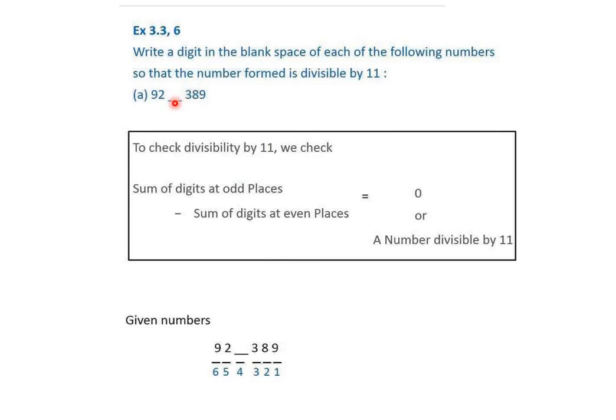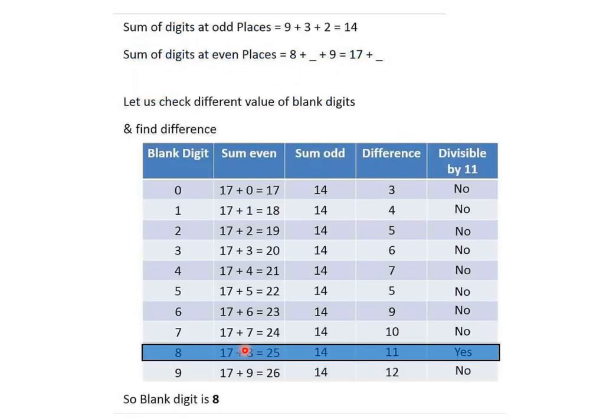Addition done of one digit from 0 to 9, but this time we need not check the divisibility test by 3, but this time we are going to check the divisibility test for 11. And for 11 we need the sum of odd places and sum of even places. So here the given number is there where the odd places are 9, 3 and 2, and the even places digits are 8 and 9, and the fourth one we have to find.